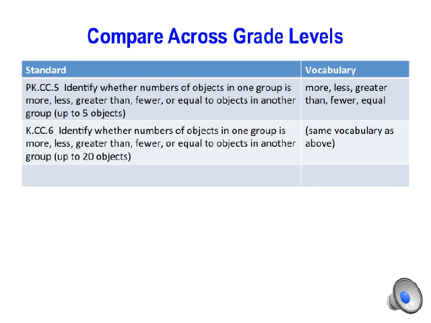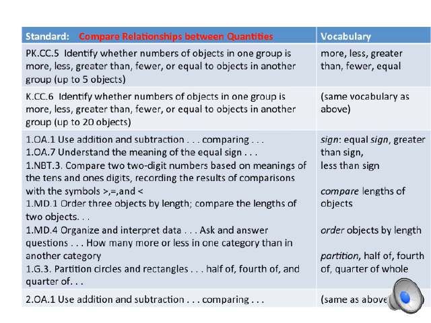To review what we've learned up to this point, pre-kindergarten students learn to compare relationships between quantities. In their comparing, they learn to use precise vocabulary like more, less, greater than, fewer, and equal. They compare quantities up to 5 objects. When we look to the kindergarten standards, we see that students build on what they learned in pre-kindergarten, this time comparing quantities and numbers up to 20. The vocabulary is the same, the quantities increase.